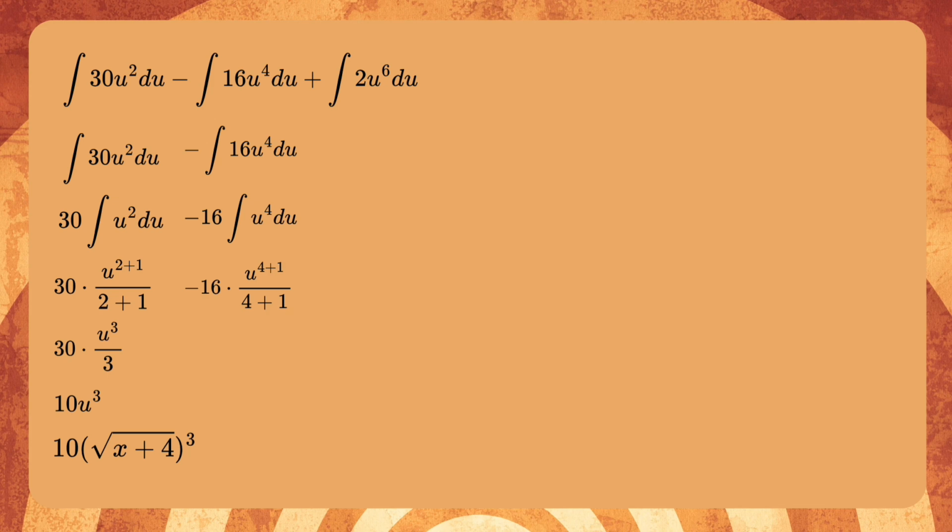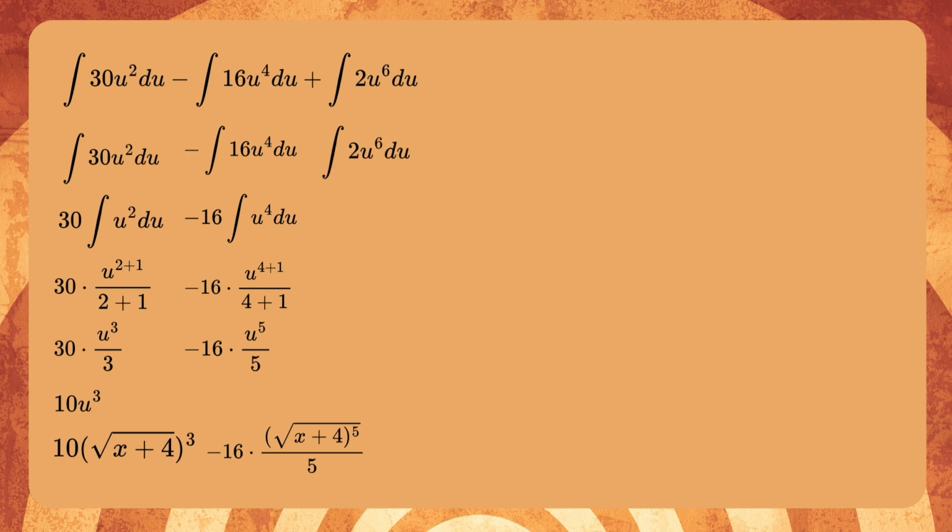So, negative 16 times u raised to 4 plus 1 over 4 plus 1. So, negative 16 times u raised to 5 over 5. Then we substitute u again. So, negative 16 times square root of x plus 4 raised to 5 over 5.